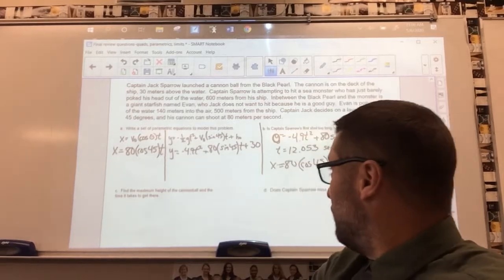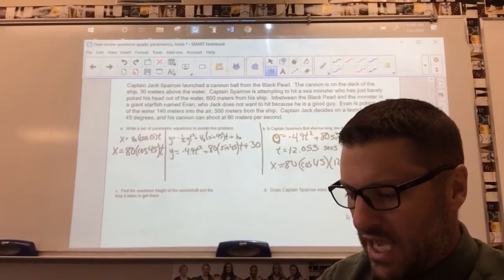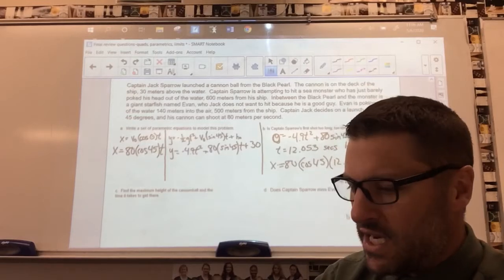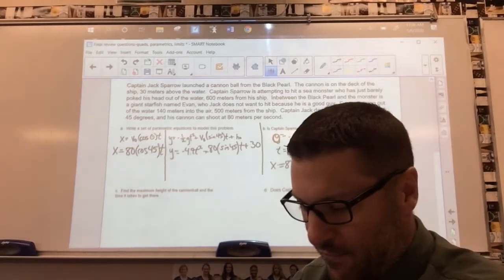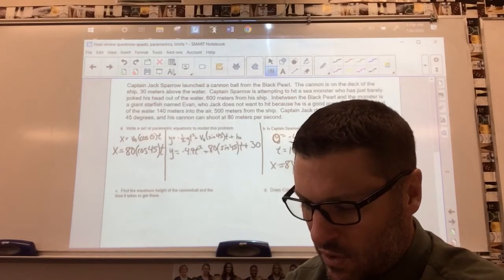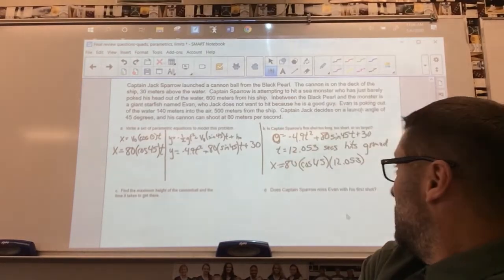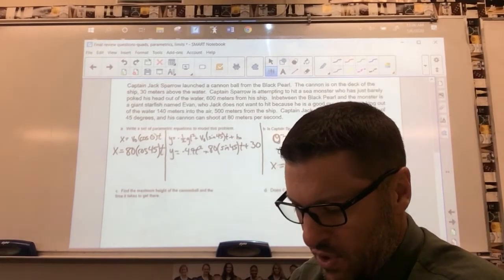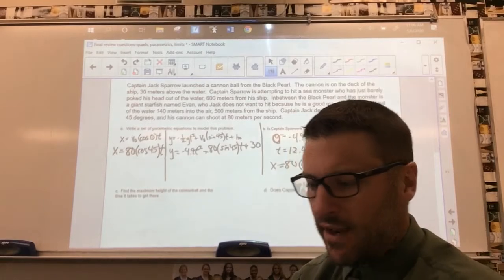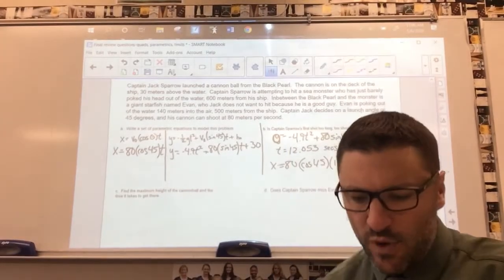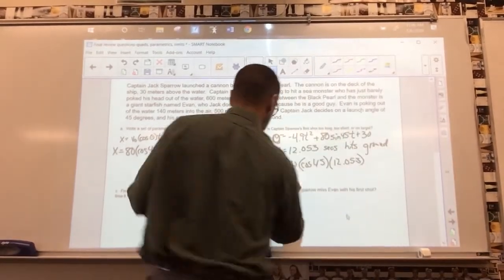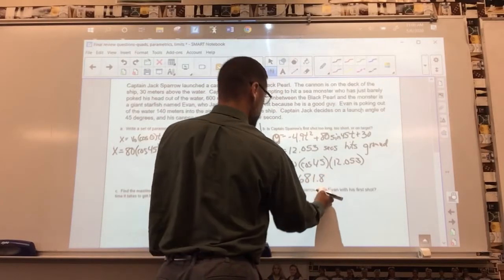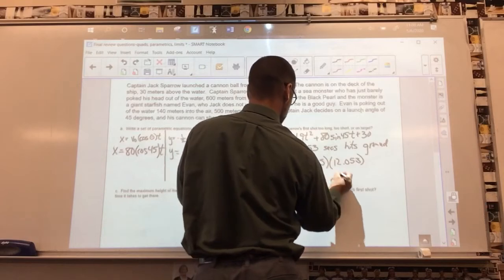I'm going to quit out of Poly Root Finder, and I'm going to type in 80. Let's make sure my mode's right. My mode is in degrees, that's right. 80 cosine of 45 times 12.053. And out of that, I got 681.8. I got an x value of 681.8, and that would be in meters.